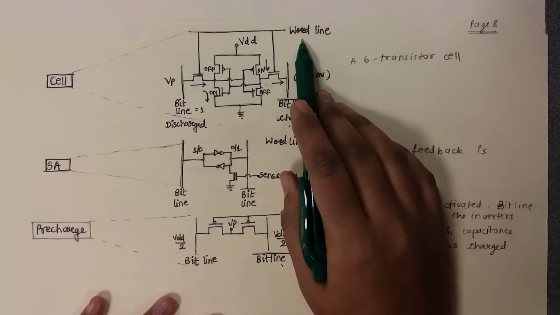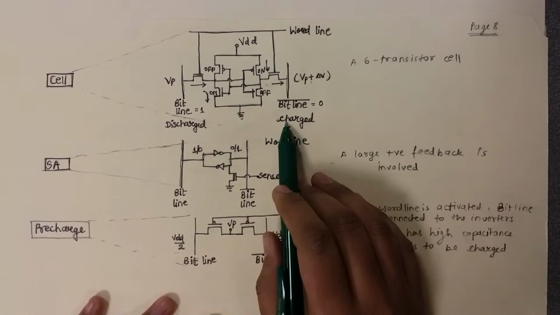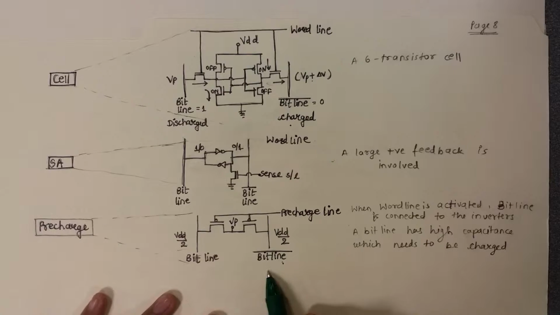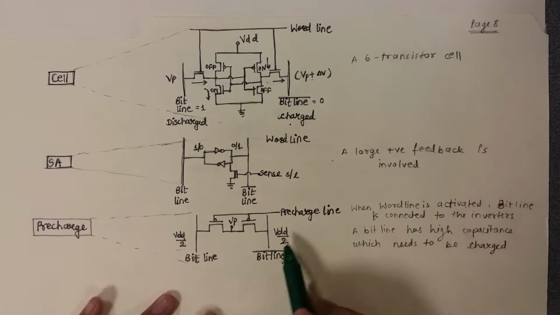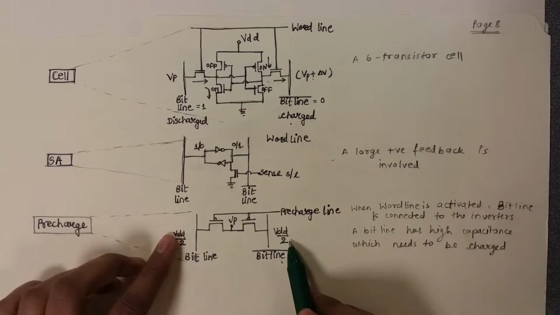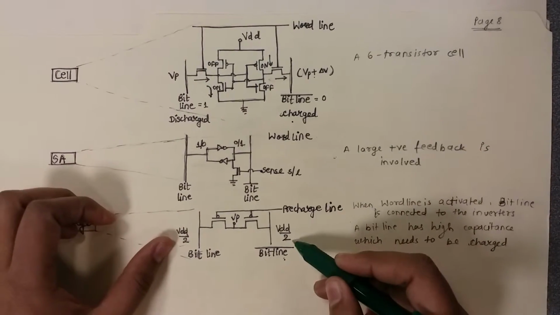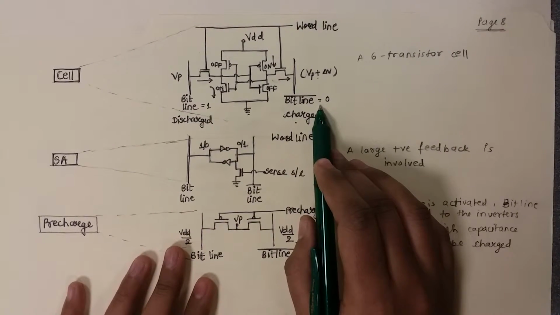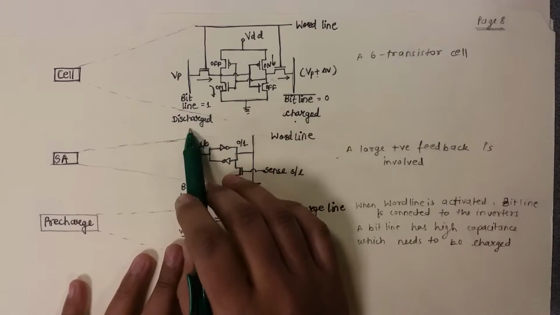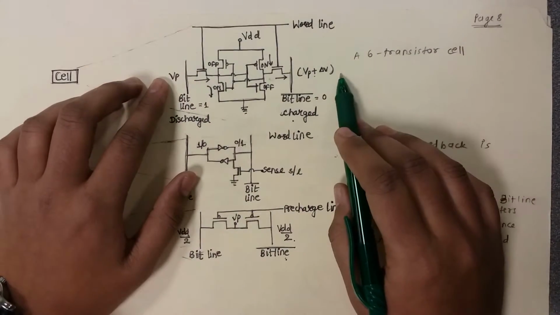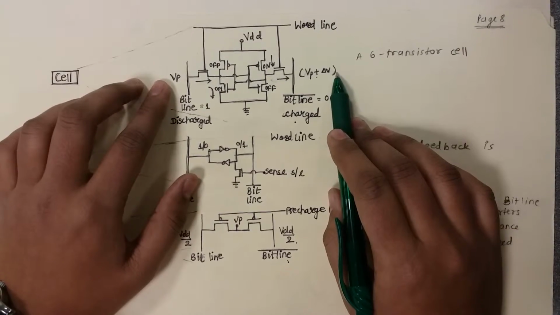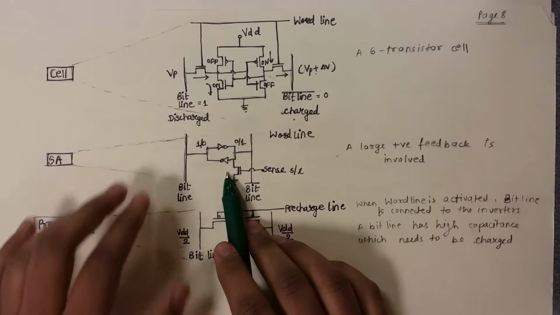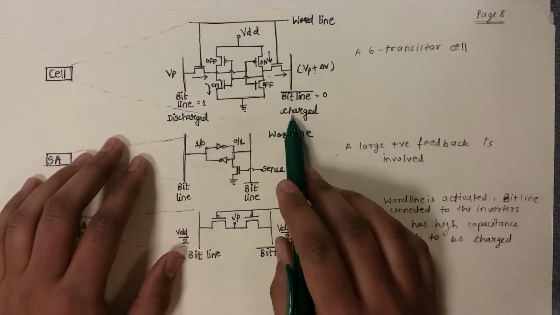When the word line is activated, the bit lines are connected to the inverters. It has a large capacitance which needs to be precharged, and hence we need the precharge circuit. The precharge circuit balances the capacitances, as in, they charge them to a particular voltage. Now, if we give a bit line as 1 and bit line bar as 0, this line will be discharged and this will be charged. So there will be an imbalance in the precharge voltages, which is sensed by the sense amplifier and is balanced by charging this line and discharging this line.